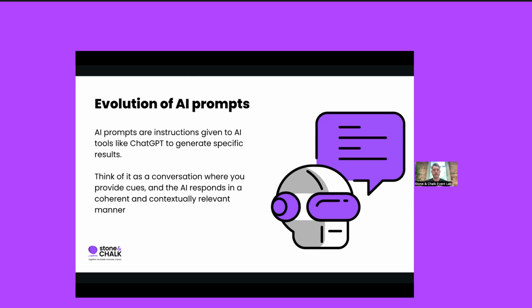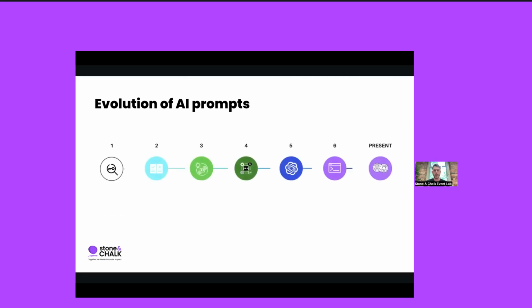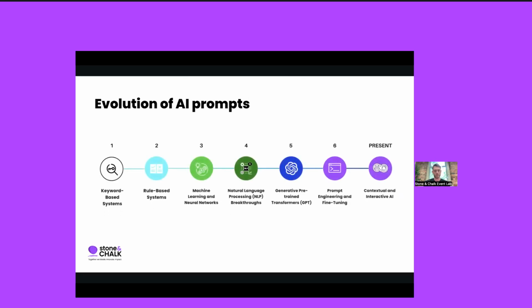So let's delve deeper into the evolution of AI prompts and how they've transformed over time. And I must say that it hasn't been all that long. So first up, we have keyword-based queries. Now, in the early days of AI, interactions were primarily based on keyword searches. Users would enter specific keywords or phrases, and the AI would retrieve information related specifically to those keywords. This approach was limited in its ability to understand context and generate human-like responses, often resulting in disjointed or irrelevant answers.